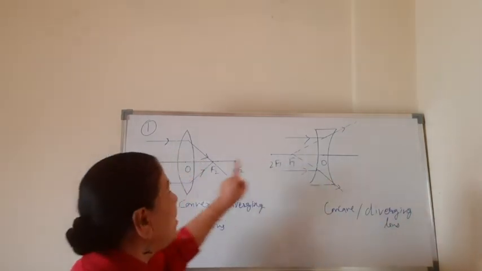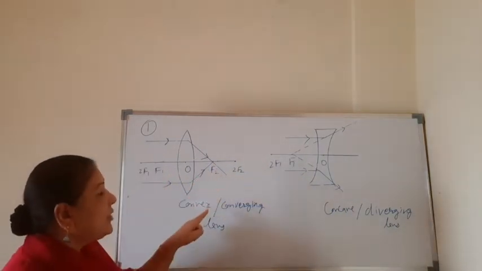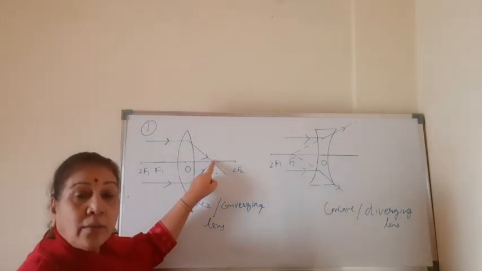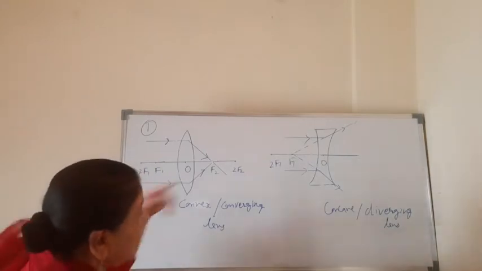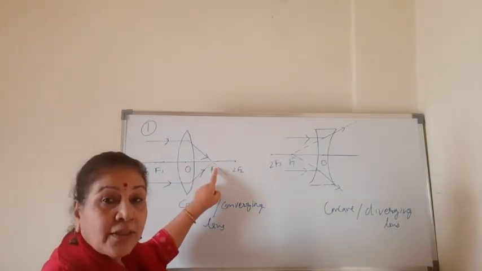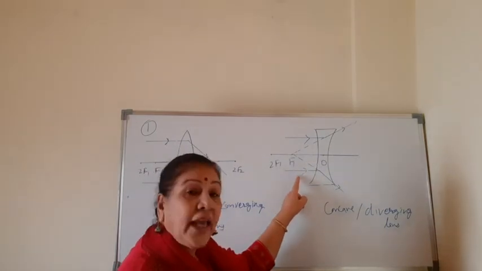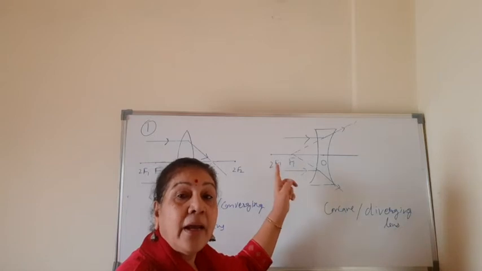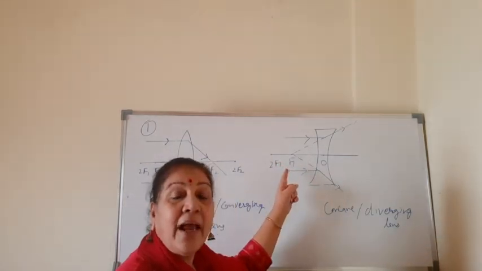If you notice the difference here, in the case of convex or converging lens, the rays are intersecting, passing through F, at this point, the focus. Whereas in the case of concave lens, the ray appears to pass through F, or the rays appear to intersect at F.